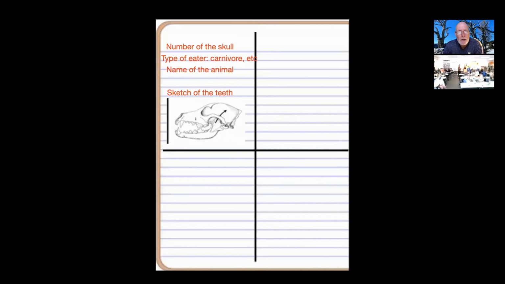And then you're going to use the key to find out the name of the animal. So that's going to go in that space too. And finally, you're going to sketch the skull or the teeth, whichever you want to do. And it doesn't have to be perfect. In science, we just do drawings that help us remember what we're learning. So just do the best that you can.